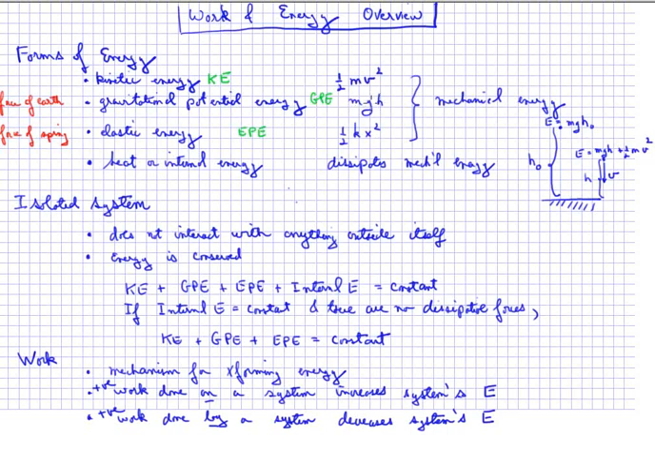m being the mass, g being 9.8 meters per second squared. Easy number, 10 meters per second squared. And h being the distance off the ground. More detail on that later. And elastic energy, which I will usually call EPE, which is 1/2 kx squared.